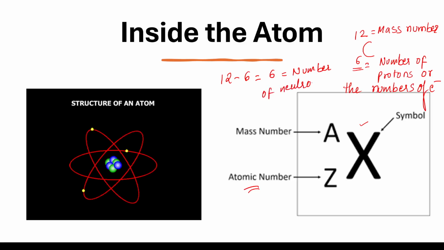Now the next thing that comes from here is isotopes. If you have any element and it has two atoms which have the same atomic number and different atomic mass, it is known as an isotope. So, same atomic number, different atomic mass. Now, why would it have different atomic mass? Because it will have a different number of neutrons.